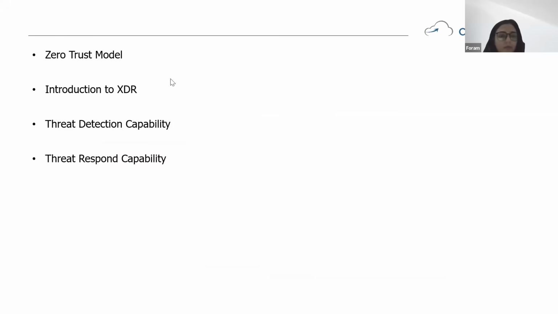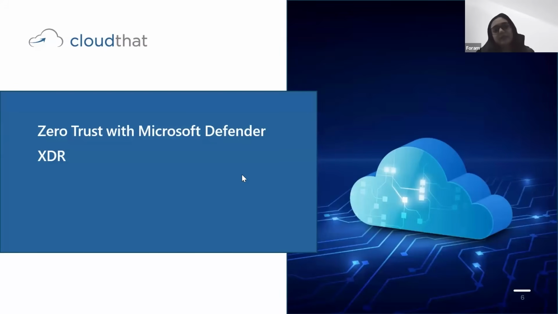Now let's start with what we are going to discuss today. Today we will focus on the zero trust model, which is very, very important in the security domain. With respect to the zero trust model, we can achieve detection and response. We'll go with a little introduction of the XDR. It's a really very good tool, extended detection and response, M365 Defender from Microsoft, to understand the detection and response parameter. Then we'll go with the core capabilities of threat detection and threat response with respect to the XDR.